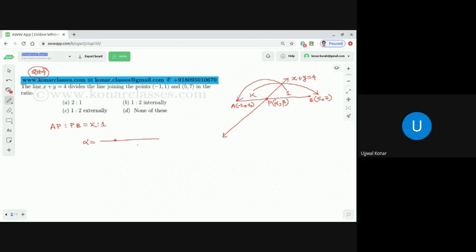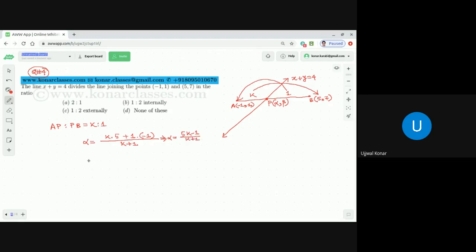So alpha, the x coordinate of the point P, should be K into the x coordinate of the point B, that is 5, plus 1 into the x coordinate of the point A, that is -1, divided by K plus 1. So from here, dear students, alpha is equal to 5K minus 1 divided by K plus 1. That is the value of alpha we get.